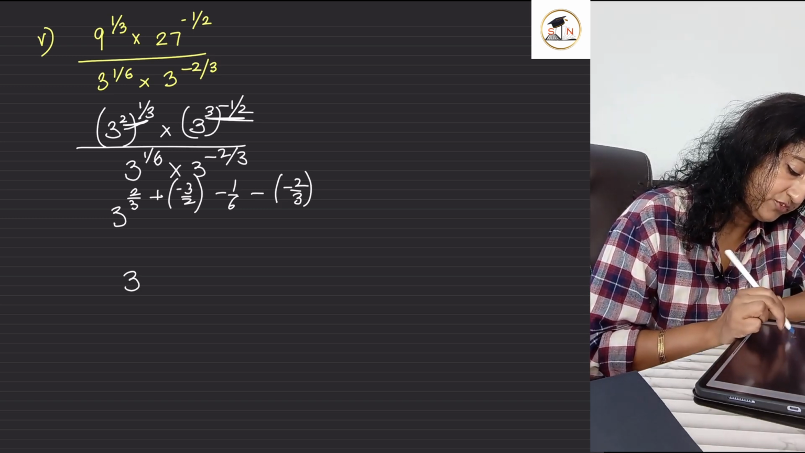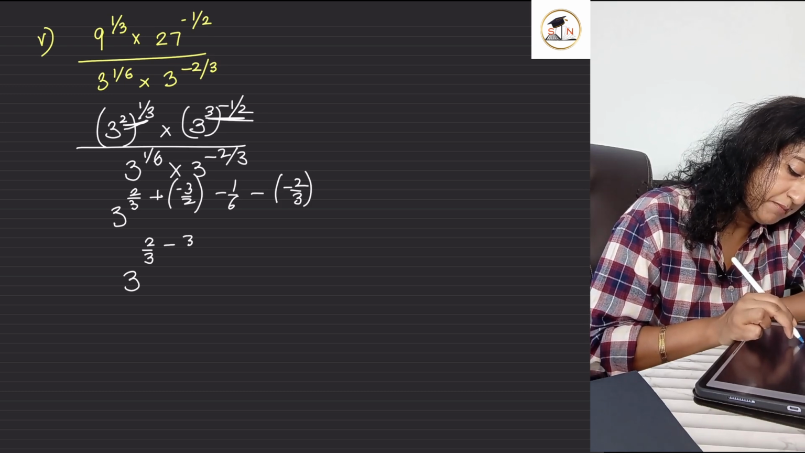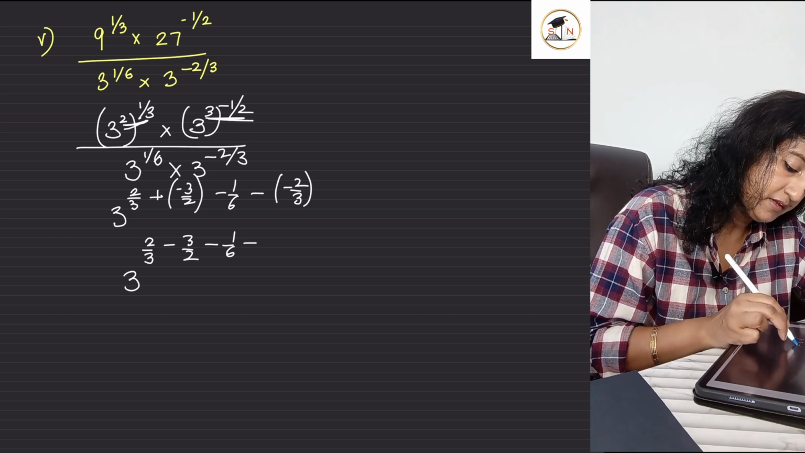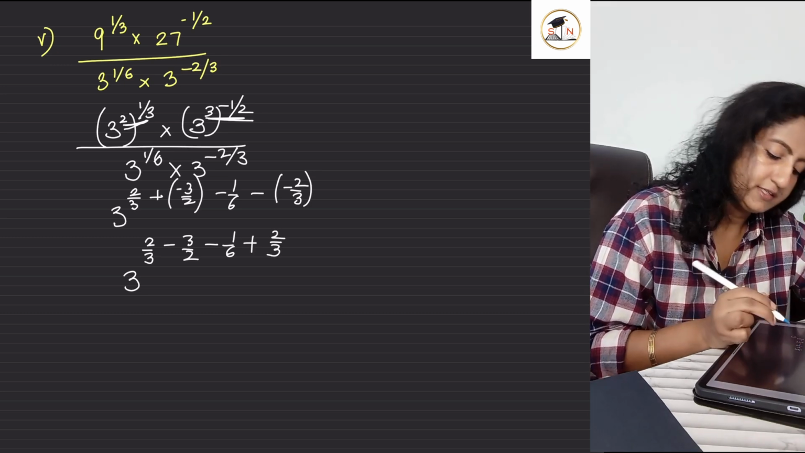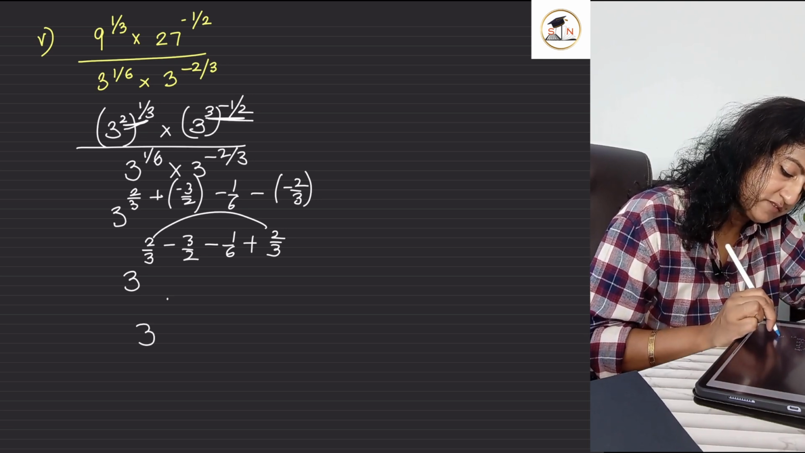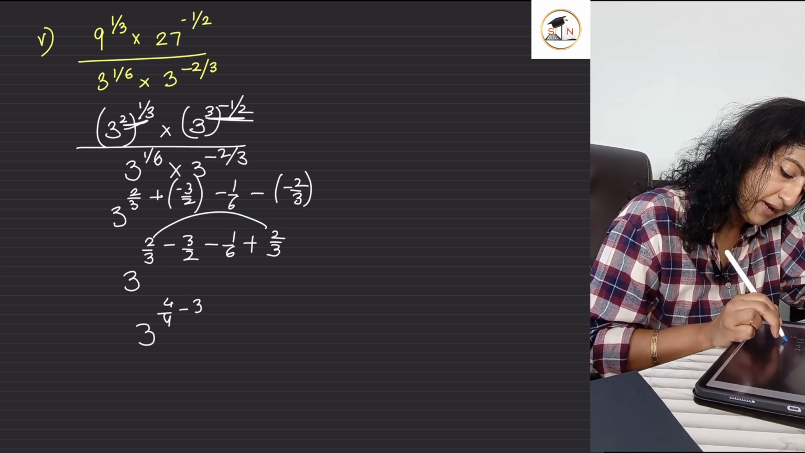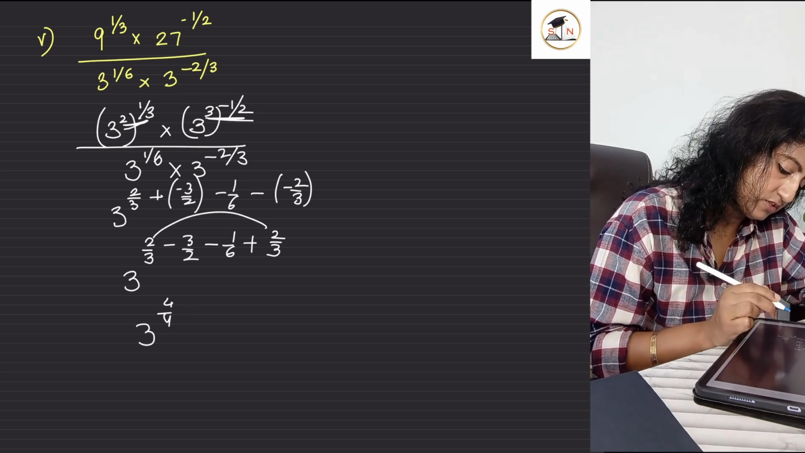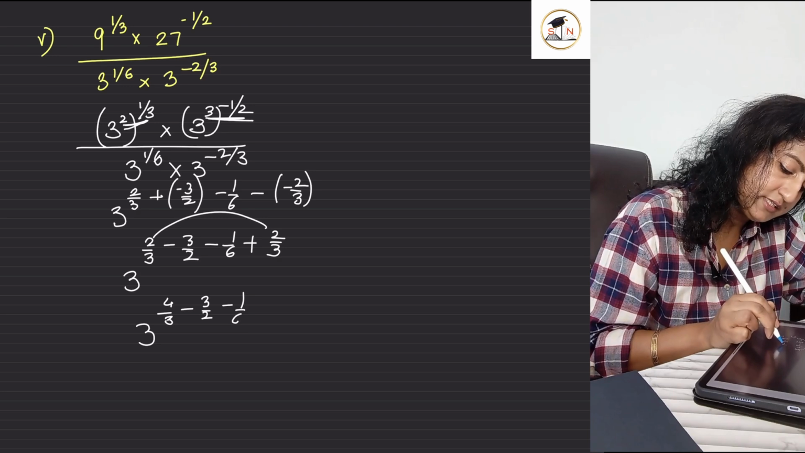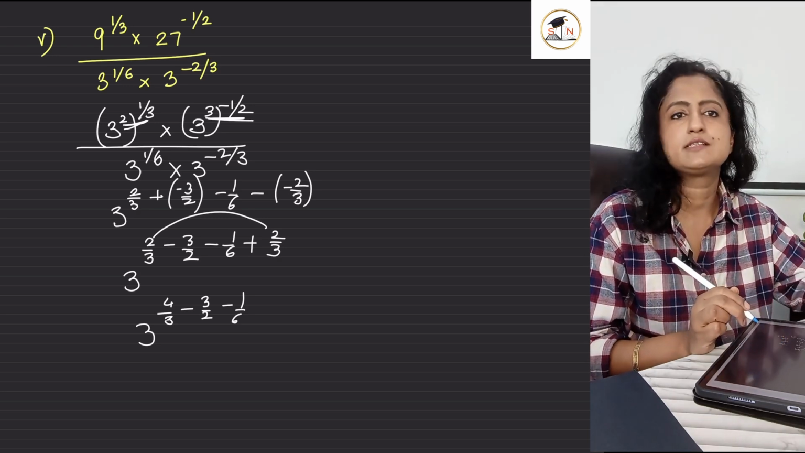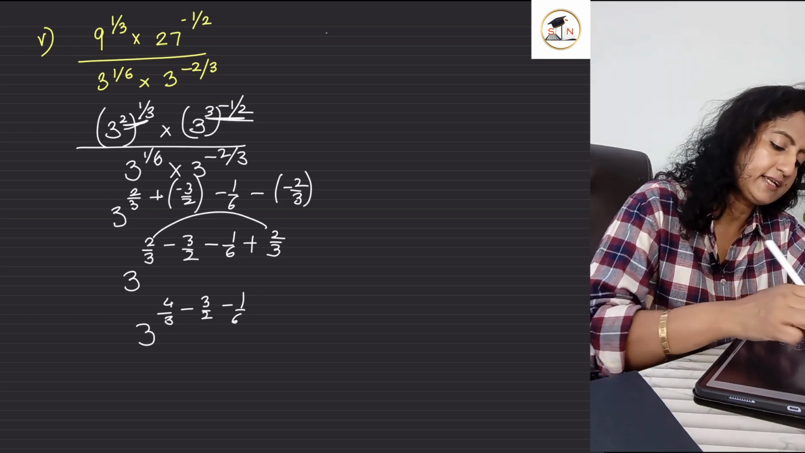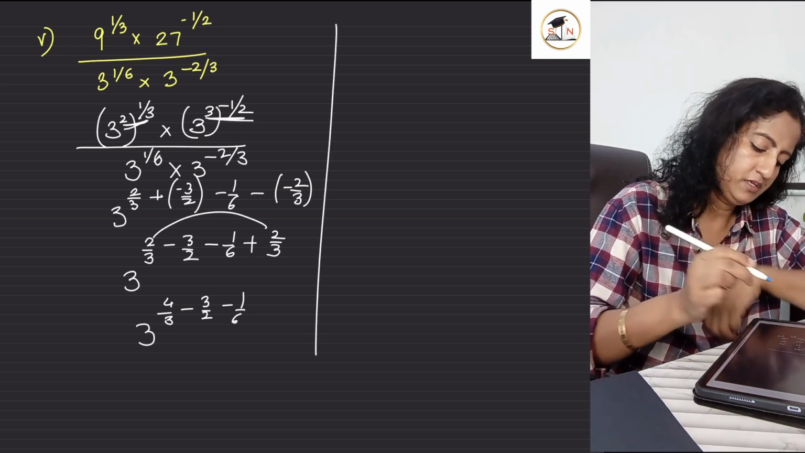Now, what do we get? 3 to the power 2 by 3, minus 3 by 2, negative 1 by 6, plus 2 by 3. This is what we get, right? I am going to add these two powers. So it gives me 3 to the power 4 by 3 minus, just a moment, it was supposed to be 4 by 3 minus 3 by 2 and minus 1 by 6. We can see we have got an expression on top in the powers. We need to just simplify that easily as a fraction, addition, subtraction.